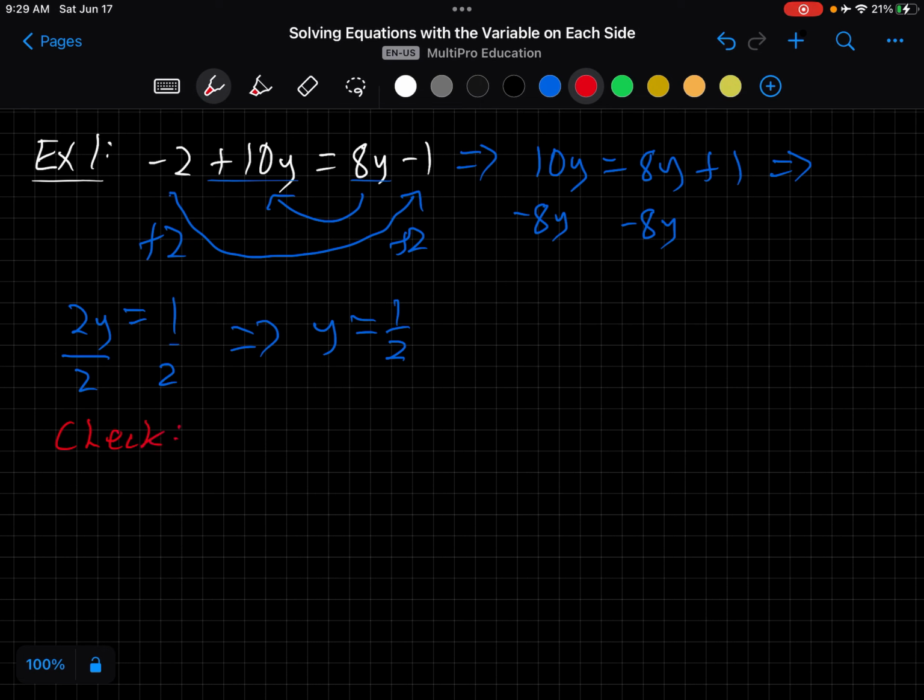Alright, so minus 2 plus 10 times 1/2 is equal to 8 times 1/2 minus 1. So minus 2 plus 5 is equal to 4 minus 1. 3 is equal to 3. Jackpot! We got it! Great job!